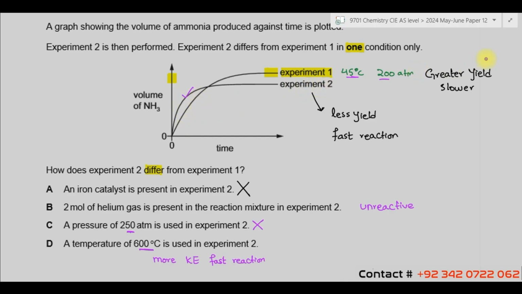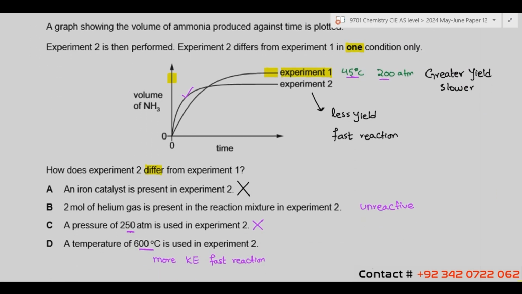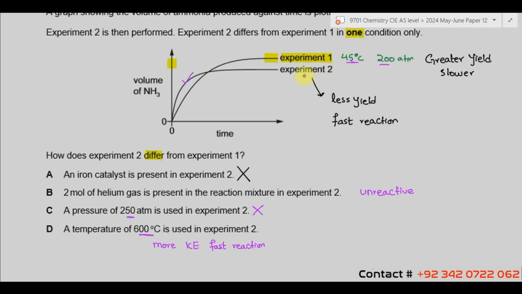Now let's look at yield. As we can see in the equation, it is an exothermic reaction. So for an exothermic reaction, if you increase the temperature, the equilibrium shifts to the left side. So yield will become lesser. So in experiment 2, we have less yield and we have faster rate. So both things are possible if we increase the temperature. Correct answer is therefore D.